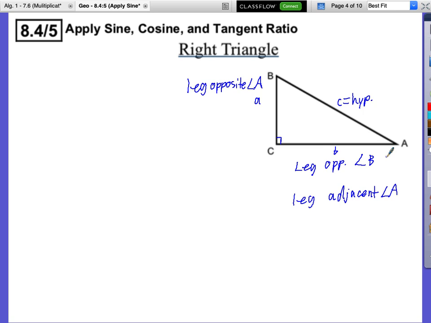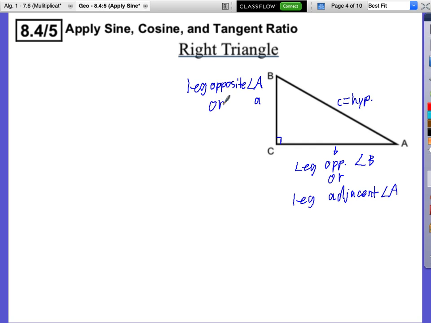Okay, we could really say either here. And we're still talking about that same leg. It is both opposite angle B, and it's the only leg opposite angle B. It's also adjacent to angle A because it's the only leg adjacent to angle A. So we could really call it either. It could be either or.